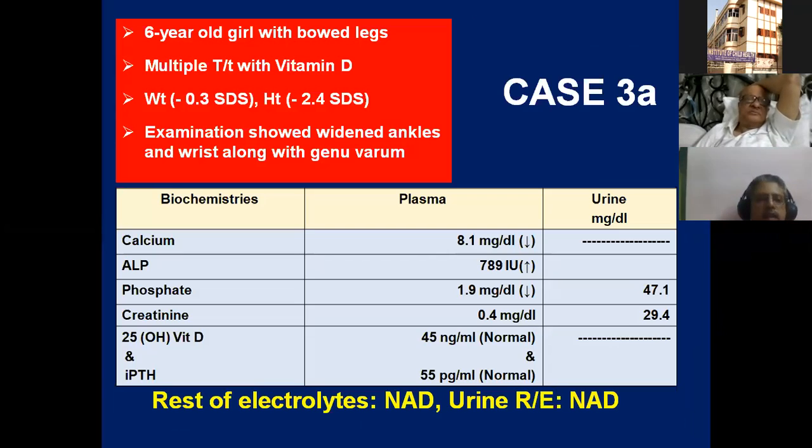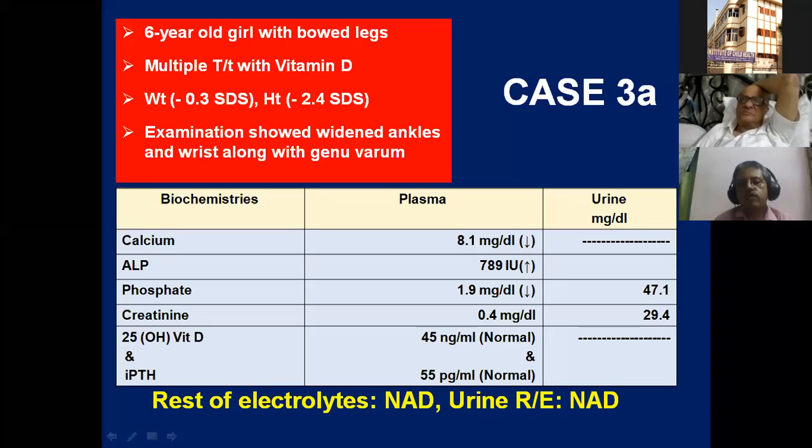A 6-year-old girl with bowed legs, multiple treatments with vitamin D, height on the lower centile. Examination showed widened ankles and wrists along with genu varum. So what do we see here? We are seeing that the calcium is on the lower side, alkaline phosphatase is high, and the phosphate is very low. PTH is in the normal range, and the vitamin D is normal. So hypophosphatemic rickets. But the urine routine is normal, in the sense it's not having any sugar. That sort of rules out Fanconi syndrome.